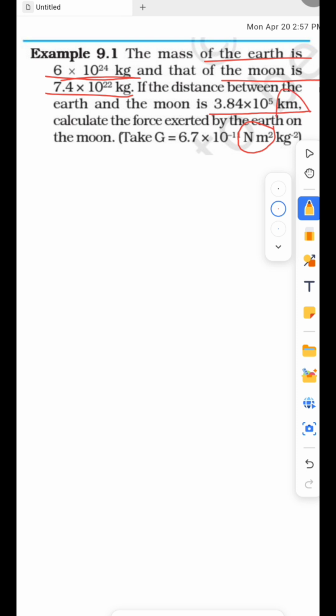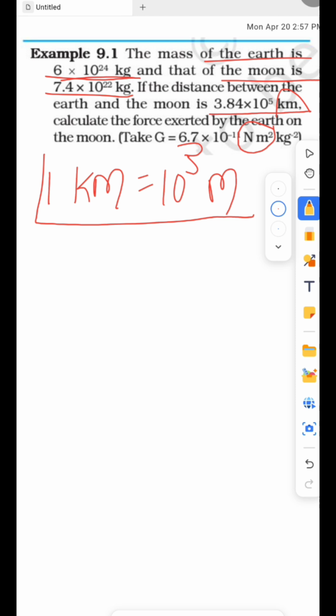So how can we solve this example? We will convert this kilometer into meter, and we all know that 1 kilometer equals 10 to the power 3 meter. 10 to the power 3 means 1000 meter, which is 1 kilometer. So we will convert this kilometer into meter.